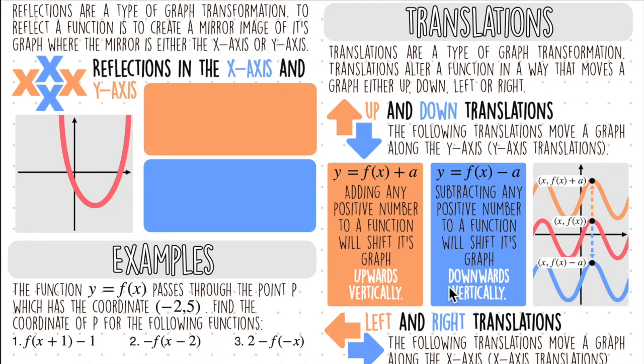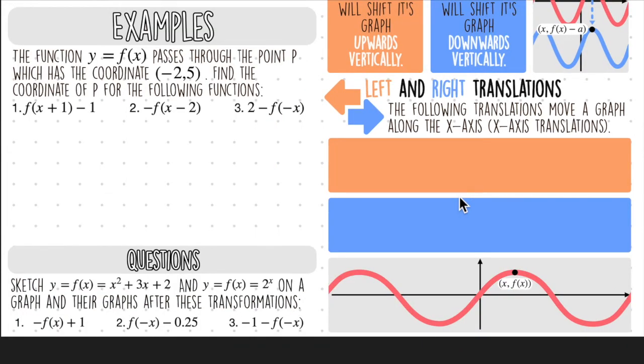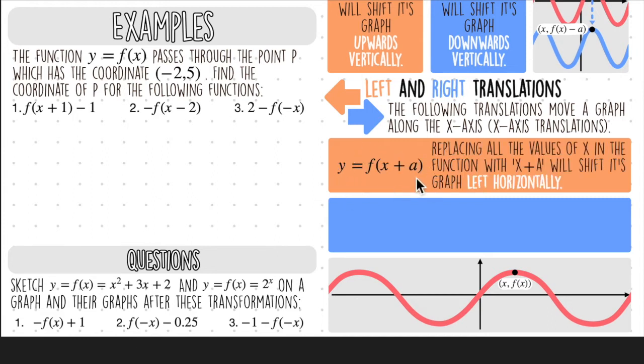What about translations that move a graph left and right? If you have a function y equals f of x and you want to move its graph to the left, i.e. along the x-axis in the negative direction, you have to replace all the values of x in your function with x plus a. Here, this describes what I've just said. By replacing all values of x in your function with x plus a, you're moving your graph to the left by a in the negative x-axis direction. Here we have it drawn out.